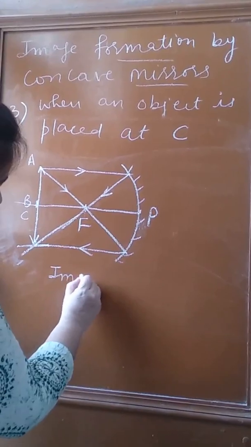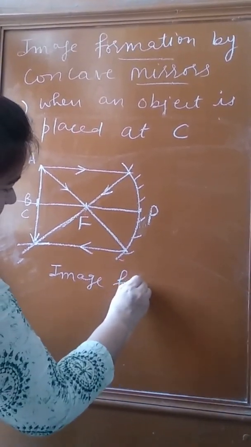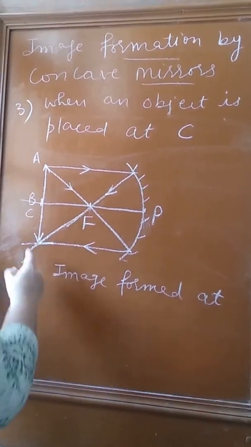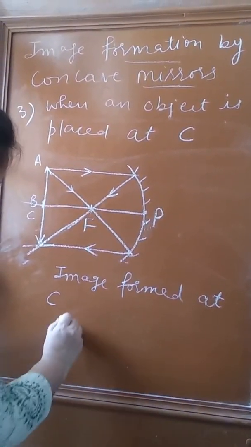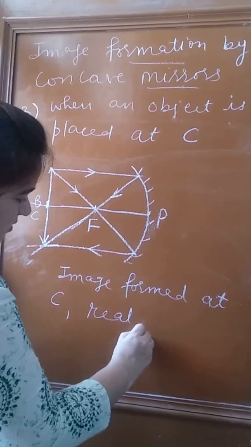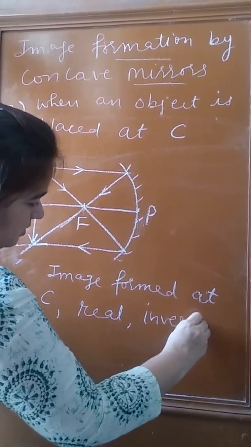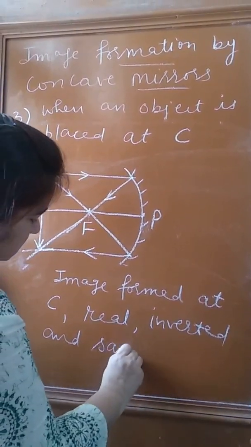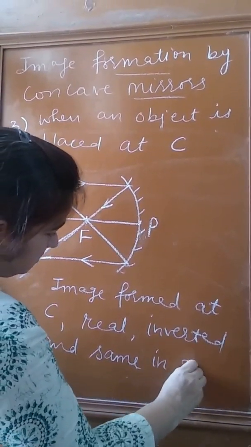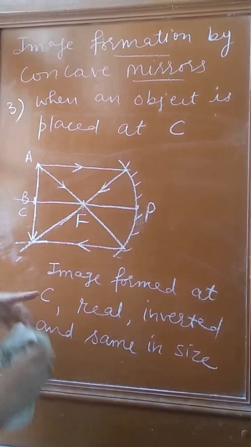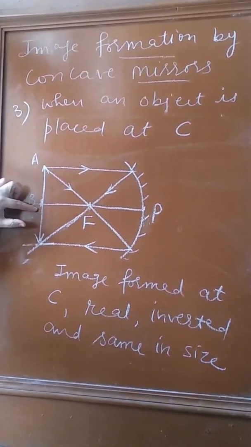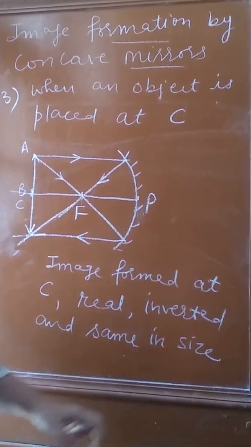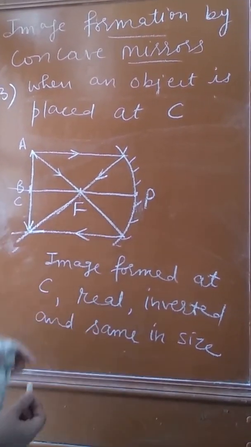Now the image is formed at C, at center of curvature, real, inverted and same in size. The image formed at C is real, inverted and same in size as the object.